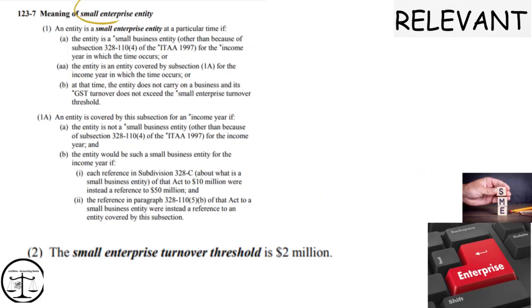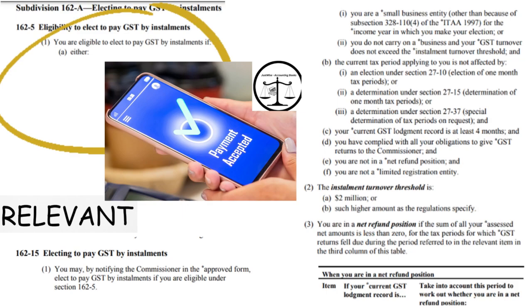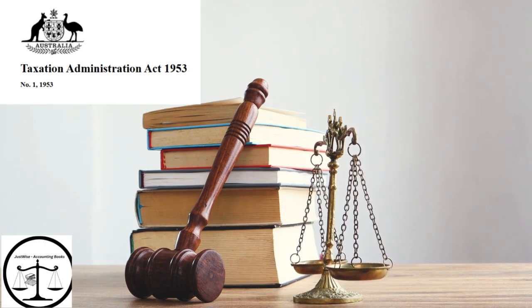Section 123-7 explains the small enterprise turnover threshold. Section 131-5 explains the annual apportionment turnover threshold. Section 162-5 explains installment turnover thresholds. Friends, all the sections we just looked at also have some relevant clauses from the Tax Administration Act 1953. We will explain those in a later section of this video.